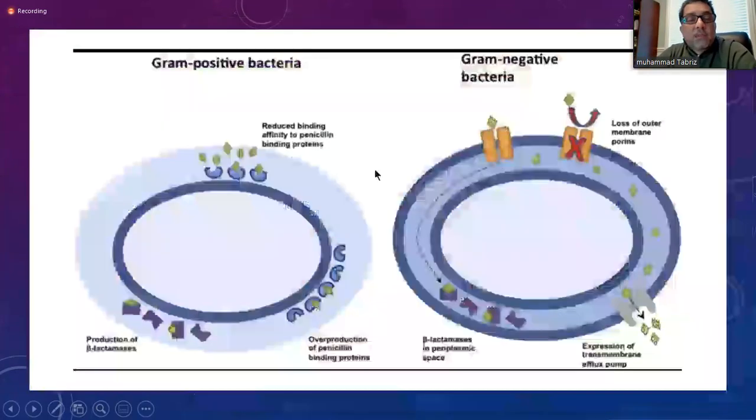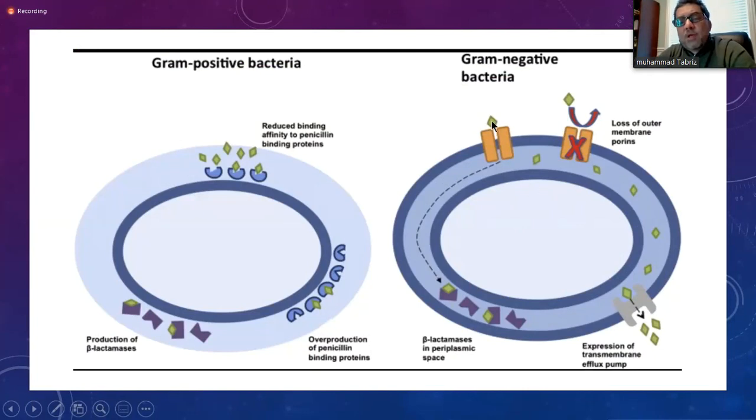To overcome that, we'll see what happened. But what happened in gram-negative bacteria, this is the basic mechanism of resistance. There are multiple others, but we're going to focus on the beta-lactamase. The periplasmic space has the beta-lactamase enzymes, right? So if you're giving the beta-lactam drug, this is the drug that's coming through the porin channel.